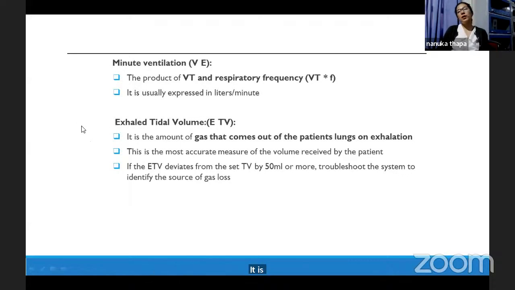Another thing that we will be talking about subsequently is the exhaled tidal volume. It is the amount of gas that actually comes out of the patient's lungs on exhalation. This is the most accurate measure of the actual volume that is received by the patient or that is actually delivered by the ventilator. If the exhaled tidal volume deviates from the set tidal volume by 50 or more, then we need to troubleshoot it, and we need to find out the source of gas loss or gas leak. The most common sources are either a damaged ventilator circuit, the viral filters, or the connections to the tubings.